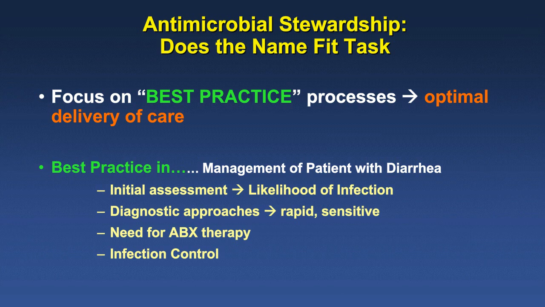Take the issue of management of a patient. It doesn't say management of a patient with C. diff. It says management of a patient with diarrhea in hospital. What's the initial assessment? The likelihood of infection. The need for diagnostic approaches and understanding what the limitations are of these diagnostic approaches, focusing on issues of rapid and sensitive tests to provide guidance to the clinicians. The need for antibiotic therapy if everything goes down the road of it being an infection, and the importance of infection control. So the concept of best practice links in, I think, the appropriate players and certainly goes beyond simply the concept of antibiotic management.